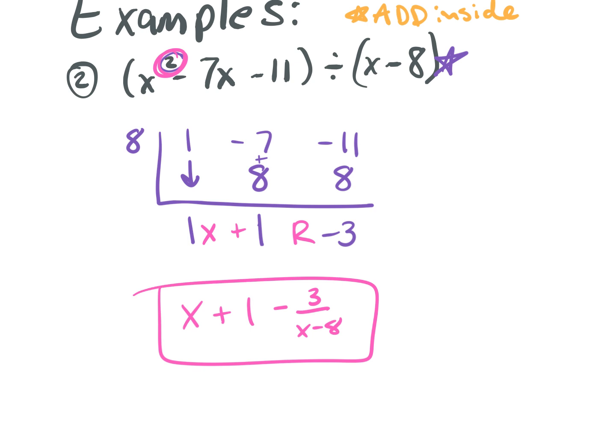You can leave it like this if you want to on a test or quiz, if you like writing it like this, but writing it with the r is fine too. So you could say x plus 1, r -3. This works also. Web assign's just going to want it as a fraction. Any questions?